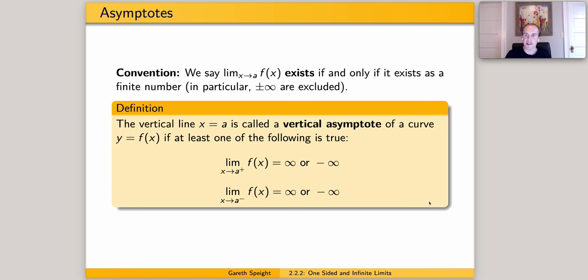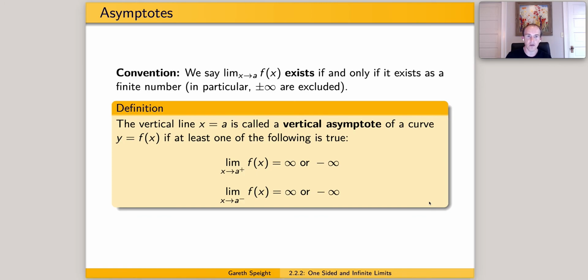Okay, now we have vertical asymptotes. So a vertical line, x equals a. Remember, there are horizontal and vertical lines. Vertical lines are x equals something, and horizontal lines are y equals something. And remember that if you want to specify the equation of a line, you have to specify an equation, it's not just a number. So if you're ever asked to find an asymptote, you're looking for something that looks like x equals or y equals. Okay, so here we have vertical asymptotes.